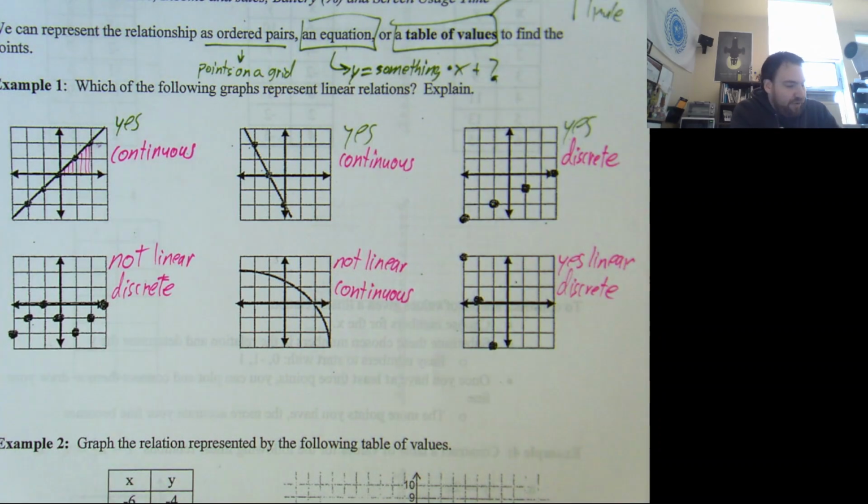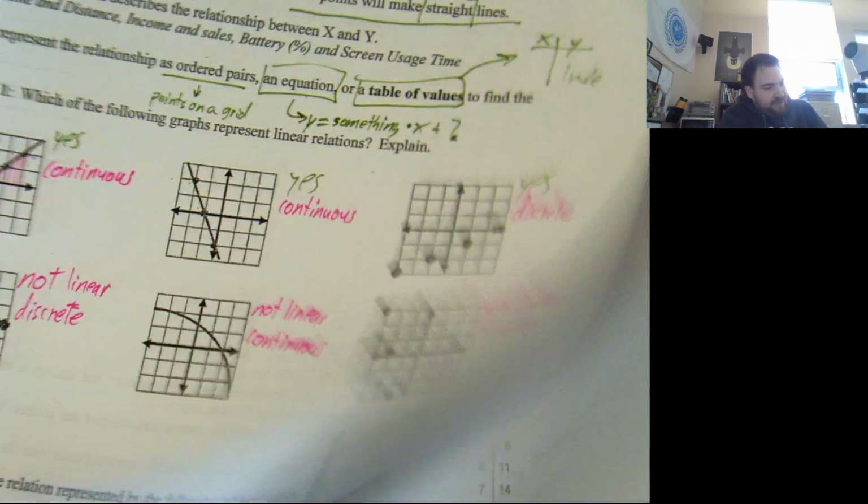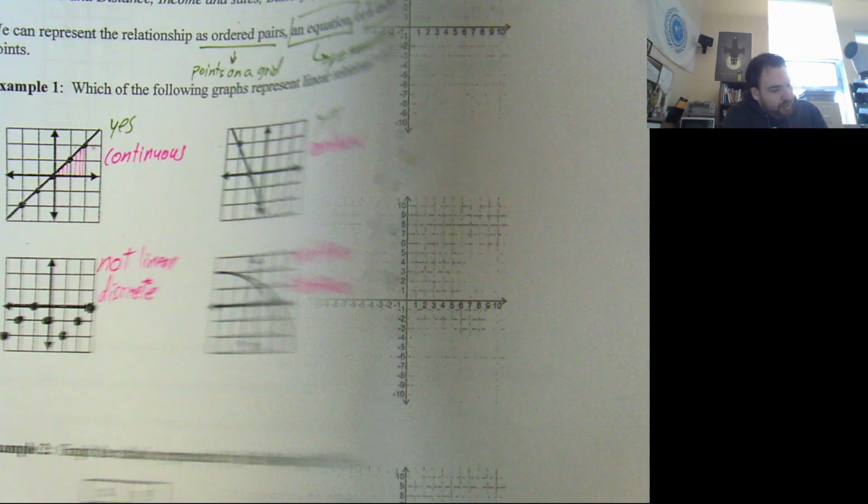Okay, here we go. Next example. How much do we got here? Oh, we got a whole bunch of stuff. I'm not sure we're gonna get through it all. Here we go.